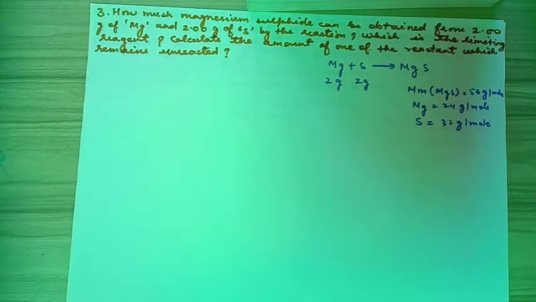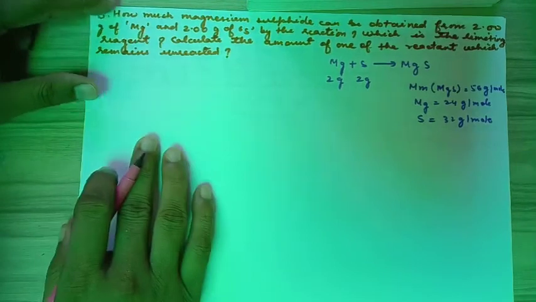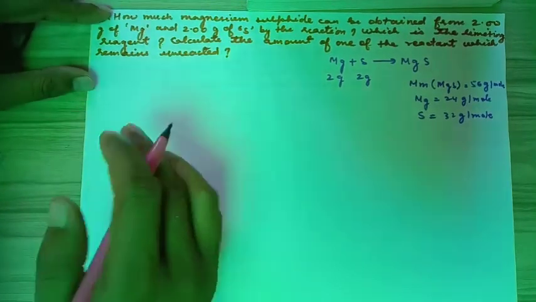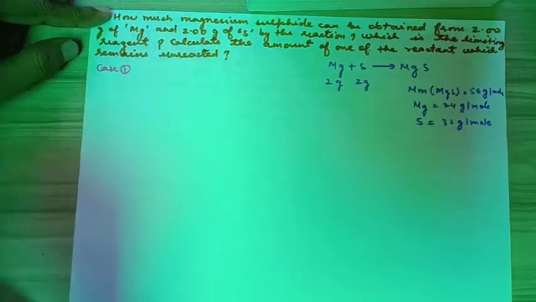Now here it is given that magnesium sulfide is obtained from 2 gram of Mg and 2 gram of sulfur by the reaction. So we have to obtain the limiting reagent, and we have to obtain the amount which is unreacted in the sequence. So we have to decide the limiting reagent first. So we have to use the same procedure as we have done earlier. So we'll be using, that will be case 1.